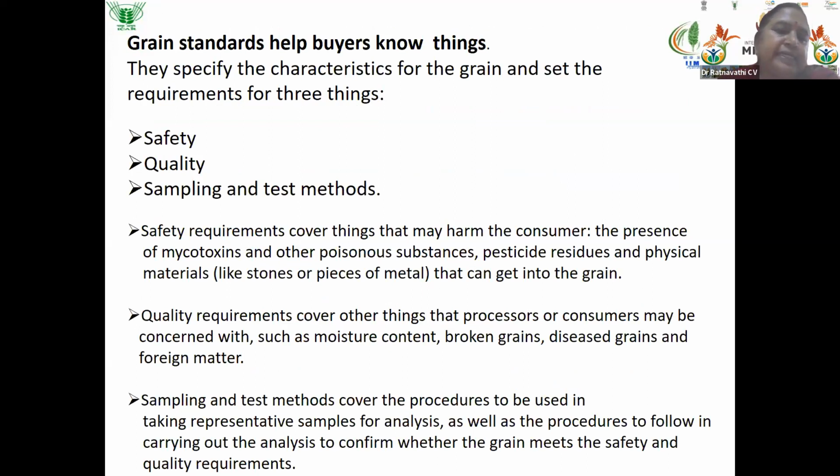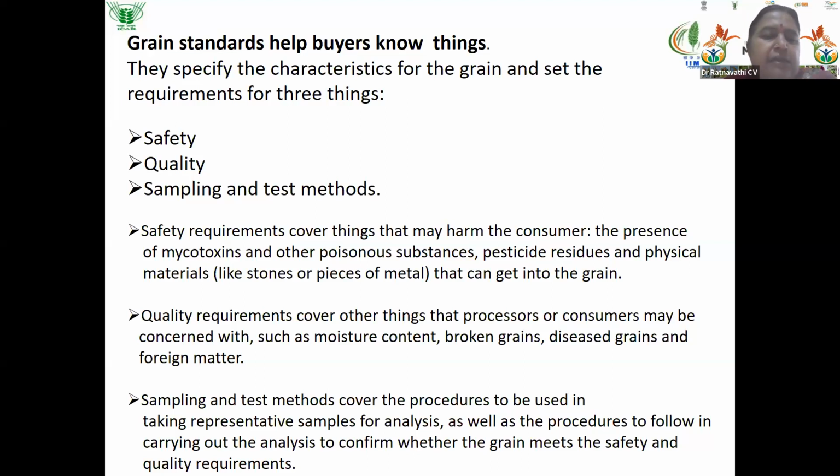And the grain standards help in safety, quality, sampling, and test methods. Safety requirements cover things that may harm the consumer: the presence of mycotoxins and other poisonous substances, pesticide residues, and physical materials like stones, pieces of metal, etc. Quality requirements cover other things that processors or consumers may be concerned with, such as moisture content, broken grains, diseased grains, and foreign matter.